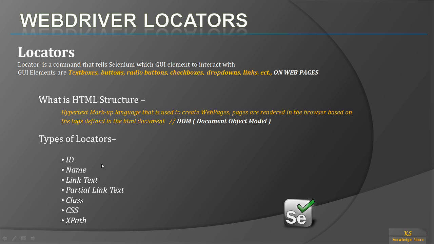So what are the types of locators? We have different types of locators: ID, name, link text, partial link text, class name, CSS selector, and XPath. These are the types of locators. Using these locators, you will identify your text boxes, whatever the element is, and you will write your automation scripts.